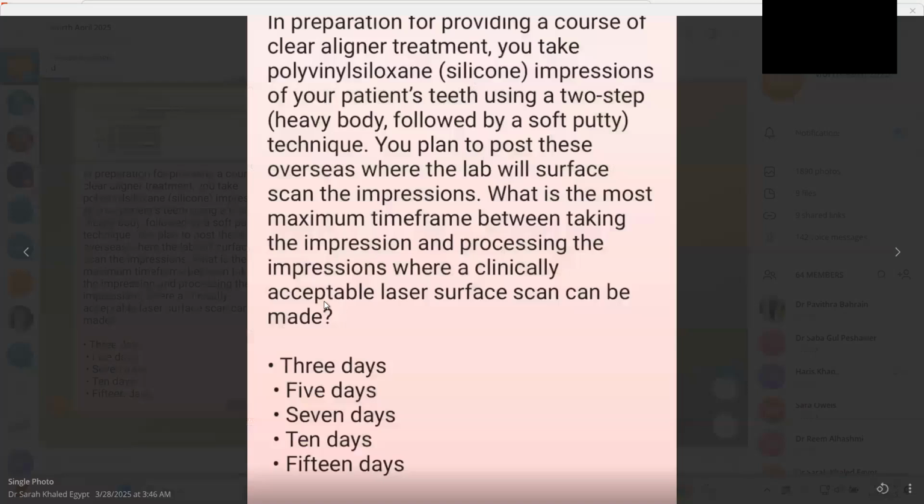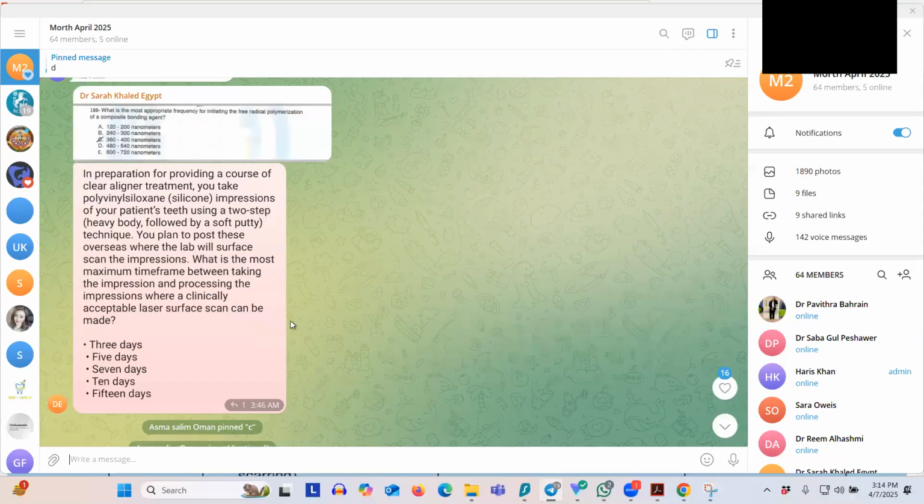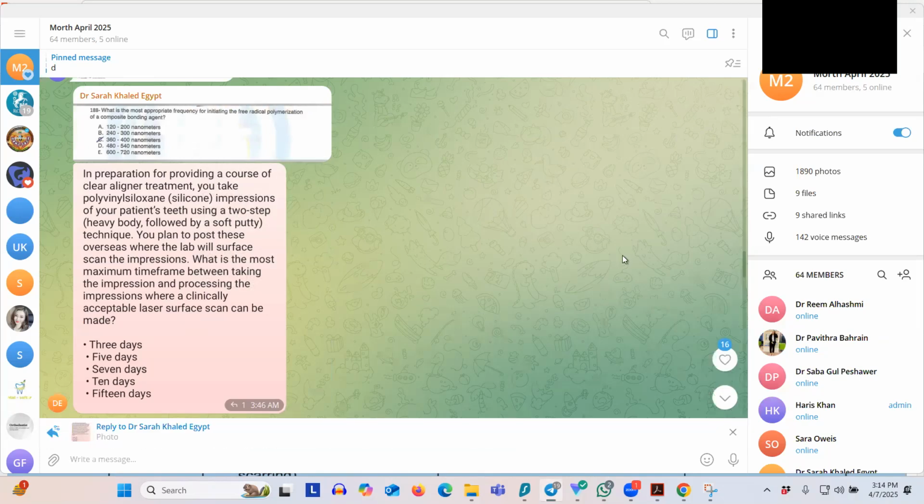What is the maximum time frame between taking the impression? They used to say 7 days for silicone putty impression material. 7 days is the most common. This is a question for INBD. So they also have this key as 7 days on boot camp.